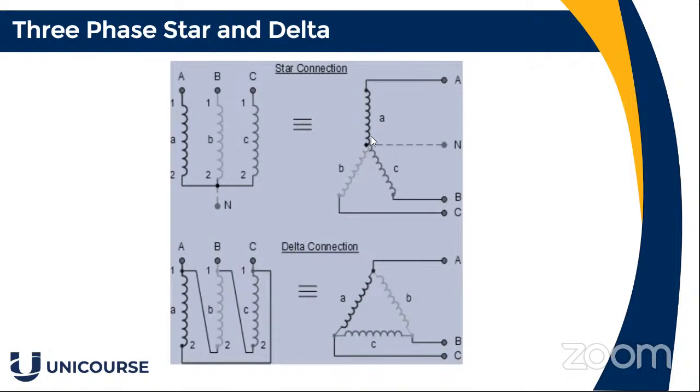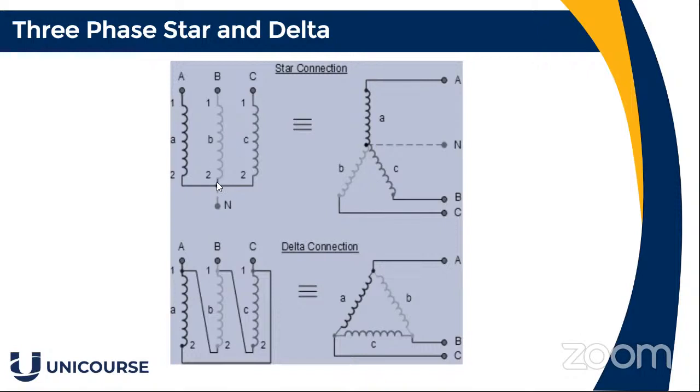Now, in America, they would call that the Y connection, because if you turn it upside down, it looks like a Y. But here in the UK, we call that the star connection, and we call that the delta connection. And on the left-hand side, we can see how that is set out.